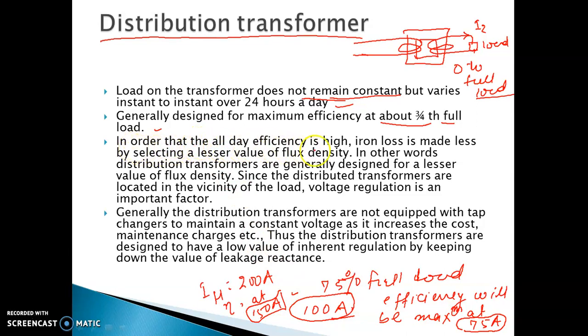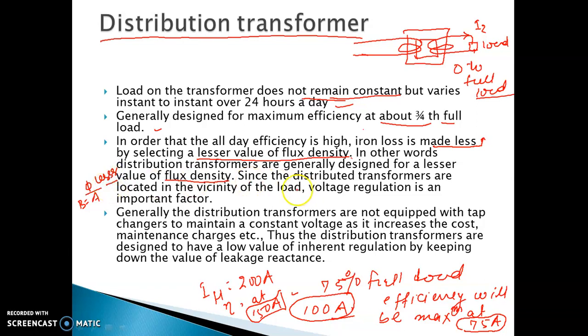In order that the all-day efficiency is high, iron loss is made less. Iron loss should be made less by selecting a lesser value of flux density. So here flux density should be less. In a power transformer, flux density was more. In other words, distribution transformers are generally designed for a lesser value of flux density. Here flux density is lesser.